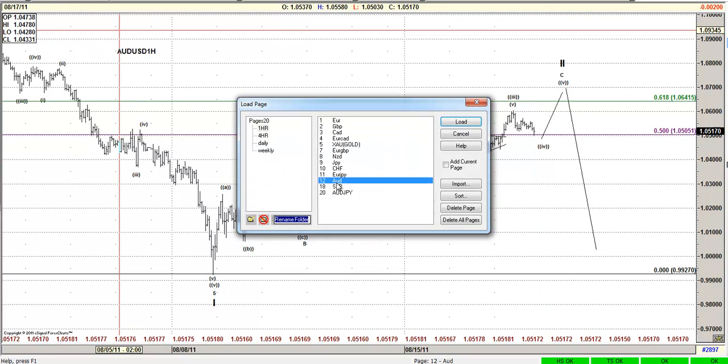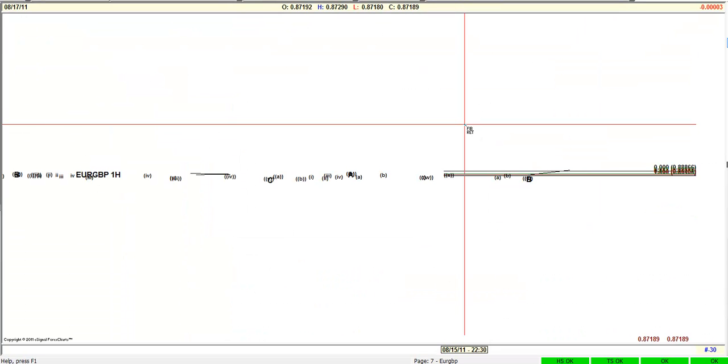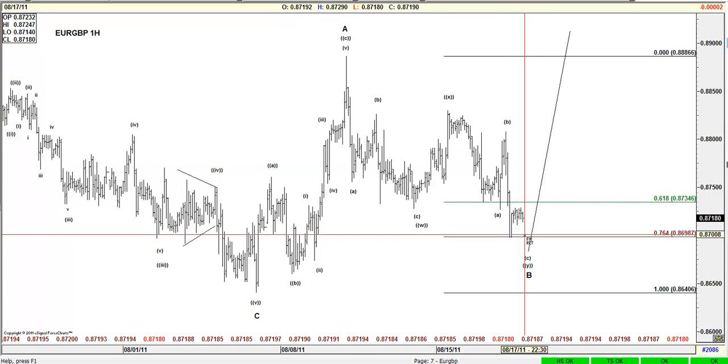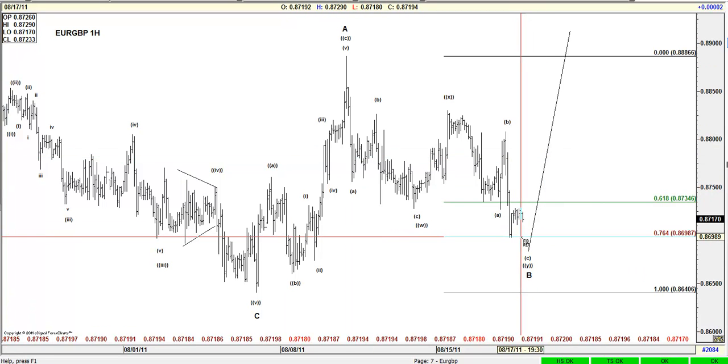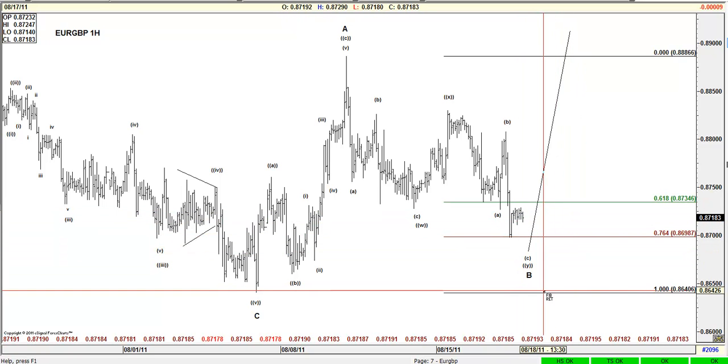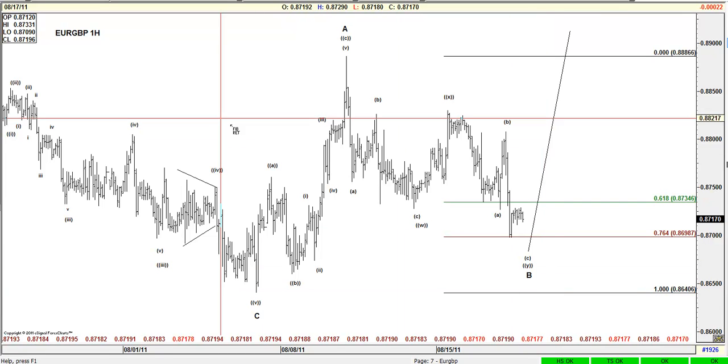What else? We like the euro pound long, like we've been saying. It's testing already the 618, the 76.4, and like I said the other day, any long from here with a stop around 86.42 should be a good trade in my own opinion.